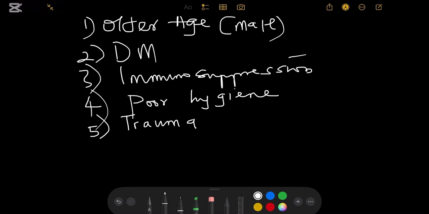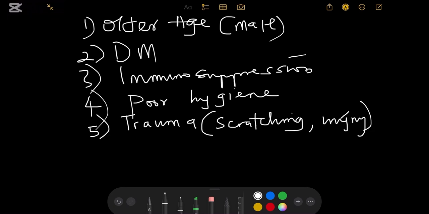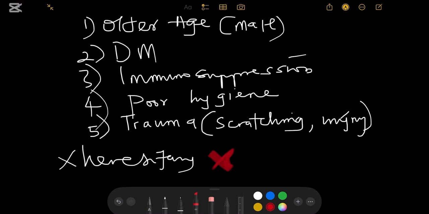And maybe even if it's trauma by fall, by scratching, by injury, by surgery, anything that would cause a breach in the skin of the perineum is a risk factor. Okay, so imagine you do not change your boxers and then you still itch on top of it. These are our common risk factors. So it is not hereditary, so it is not genetic. So genetic whatever is not a risk factor. All right, so now on to our next subtopic.